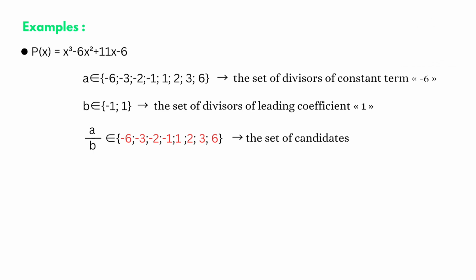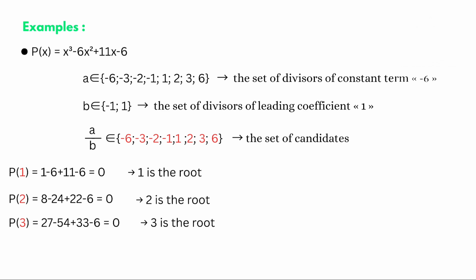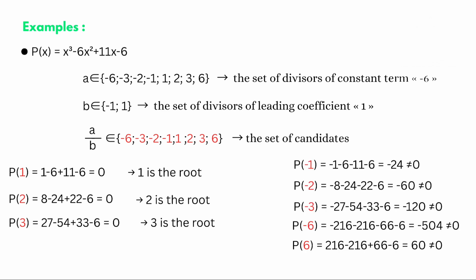So the candidate roots are minus 6, minus 3, minus 2, minus 1, 1, 2, 3, and 6. P of 1, 2, and 3 are equal to 0, so 1, 2, and 3 are roots. The remaining candidates are not roots. Hence, P of x factors as x minus 1 times x minus 2 times x minus 3.